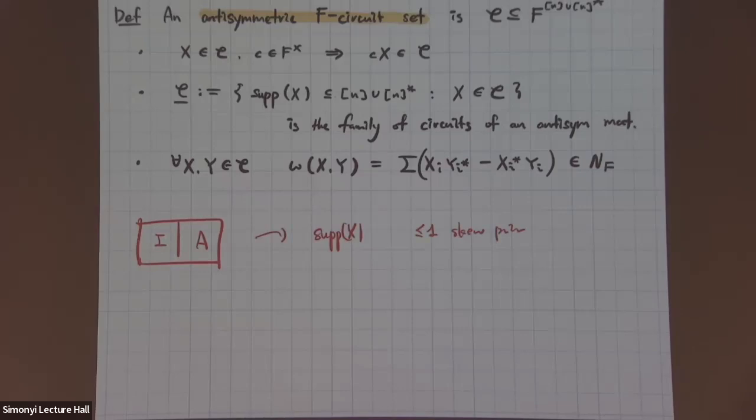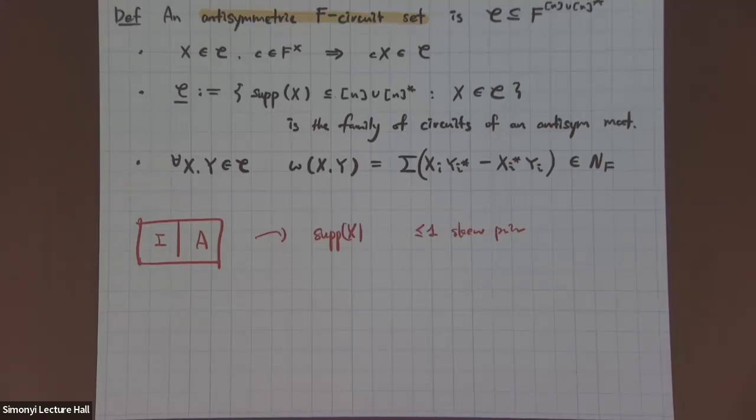And if we put elements on there, so if we collect all vectors whose support is a circuit of the antisymmetric matroid, then this is our definition of the antisymmetric F-circuit set. More precisely, it satisfies this condition, and the last one comes from the Lagrangian subspace equipped with the antisymmetric bilinear form.